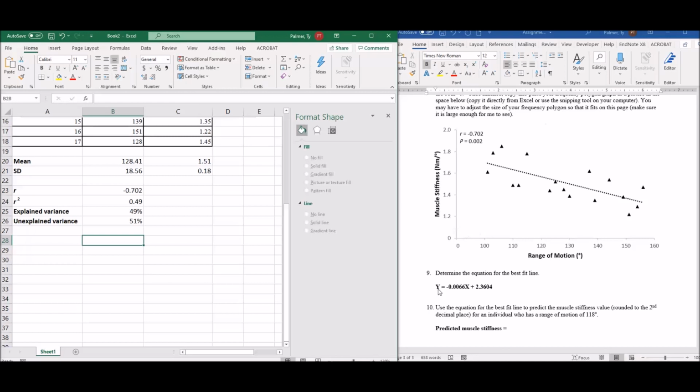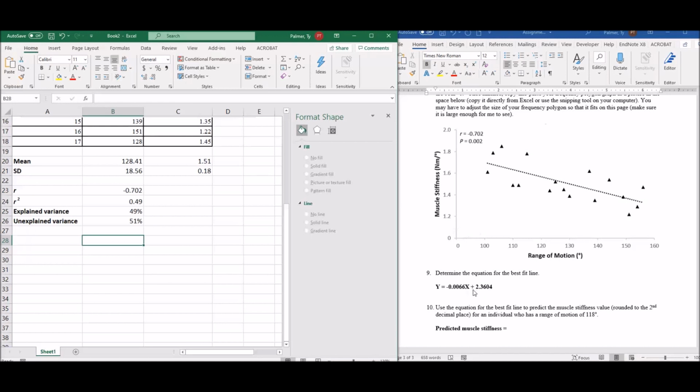So y, muscle stiffness, equals, and then here we have some constants. This is the slope. Again, this is Algebra 101, the equation of the line. This is the slope of the line here, this value. What is x going to be? x is going to be our range of motion value. Remember, range of motion, look at our graph, is on the x-axis, so it makes sense that range of motion is going to be our x value. Plus, this is a constant right here. This is our y-intercept. And again, this is just Algebra 101, the equation of a line.